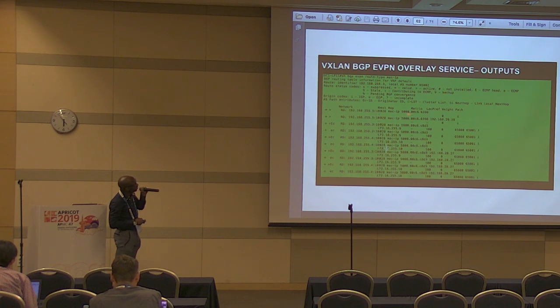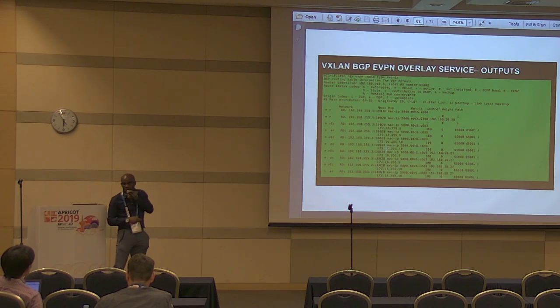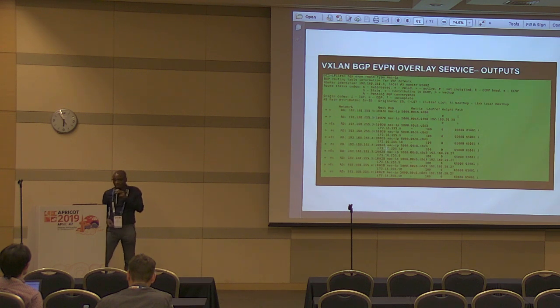So again, as I've mentioned, the MAC-IP route, the type 2 route, you've got two. You've got the MAC and the IP and the MAC address itself. So you can see the first one does not have an IP. The second one has an IP address, both IP and the MAC address.